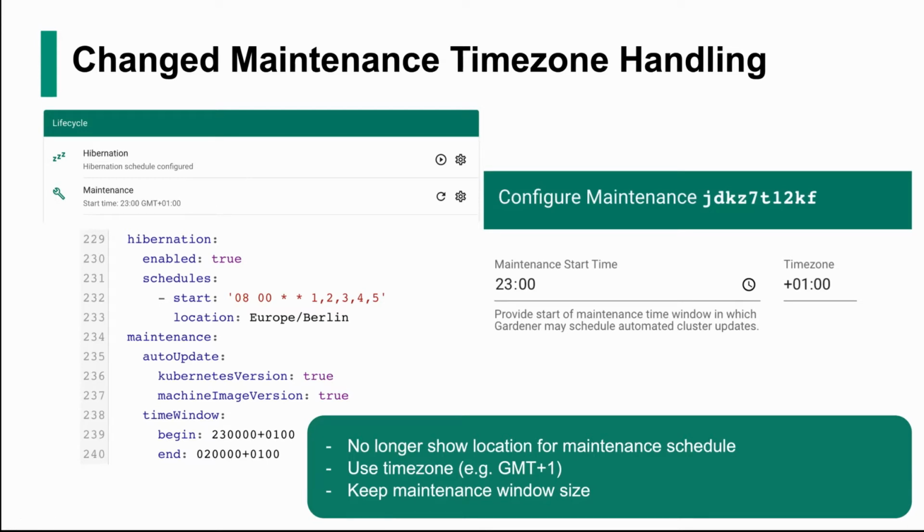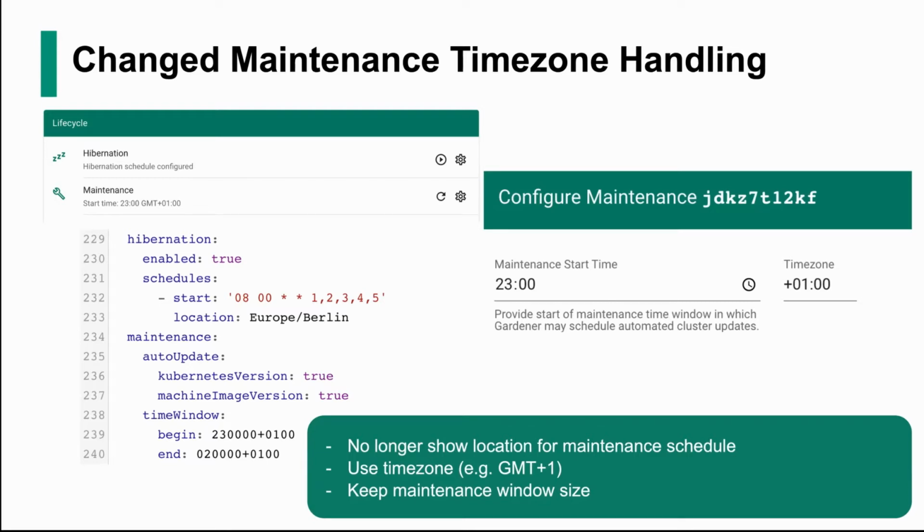And previously, we showed a location also for maintenance in the dashboard, and this was kind of wrong, right? So in this example, you see here that for a hibernation schedule, where you are actually able to define a location, this hibernation schedule would always wake up this cluster at 8 a.m. in the Europe-Berlin time zone. So if you are located in Europe-Berlin, this cluster would always start at 8 a.m., reflecting daylight saving settings and everything. But for maintenance, we are not able to do this.